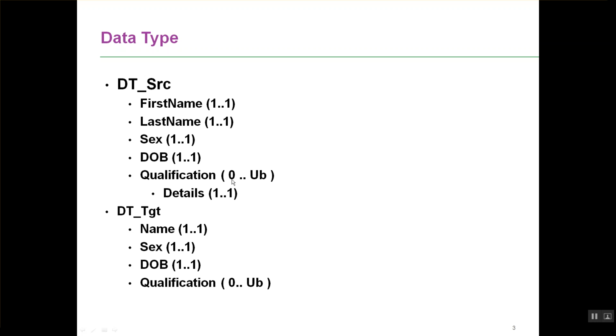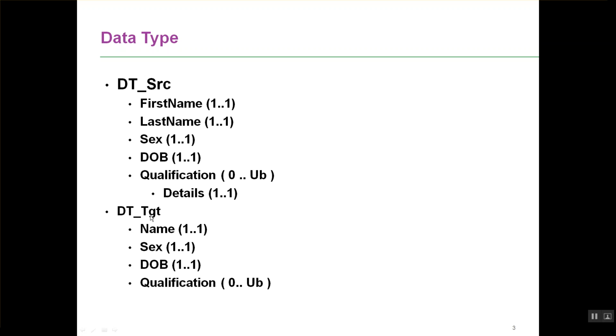If you see, this is called a 0 to unbounded. An employee can have multiple qualifications or even certifications. So that is what a qualification means. Each employee can have 0 qualifications or multiple qualifications. And within the qualification, you will have one detail denoting what is the qualification of that particular employee. So this is what the source structure is going to look like.